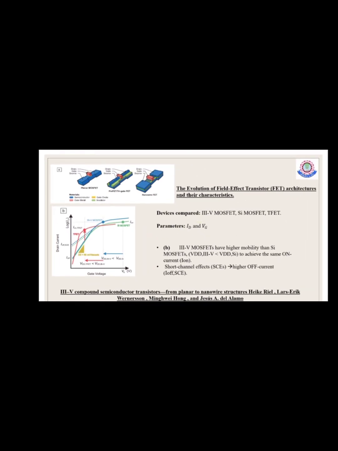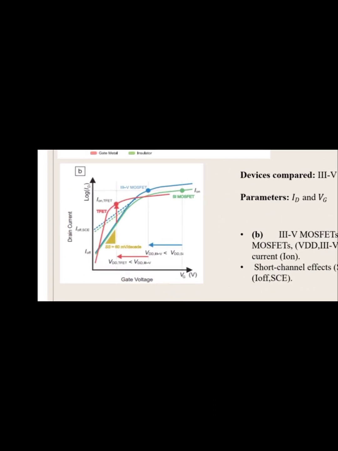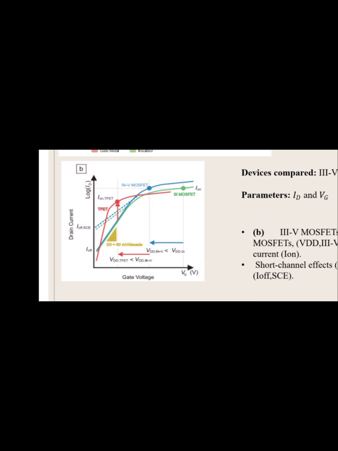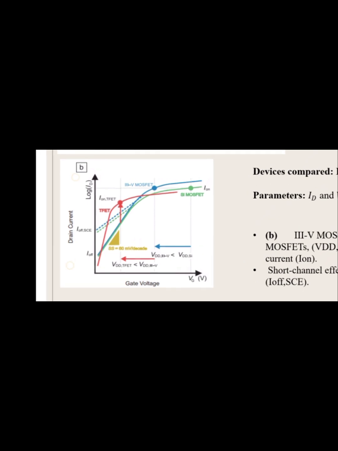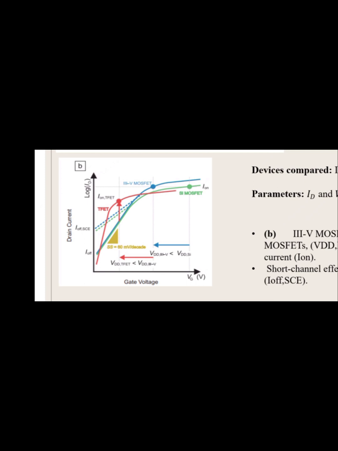Now coming to figure B of this paper, this depicts the plot between the input gate voltage and the output drain current. Hearing input gate voltage and output drain current, we all know this is the transfer characteristics of a MOSFET. Here they have mainly compared three devices: the III-V group MOSFET, silicon MOSFET and the T-FET. So what is this III-V MOSFET?